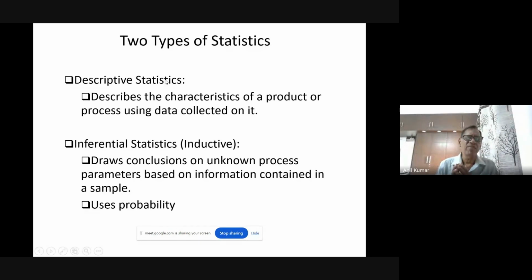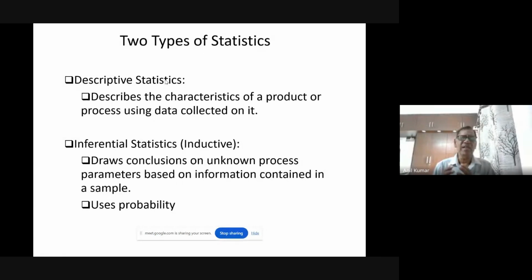Very clear, one is descriptive statistics, wherein we are trying to describe the characteristics of the product, wherein we are trying to name those characteristics, wherein we are simply saying just describe whatever you have seen, whatever you have observed, whatever you have experienced there. That is descriptive, under the category of descriptive statistics.